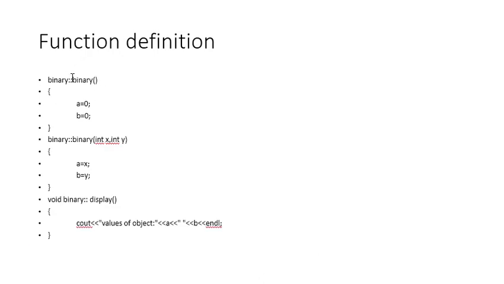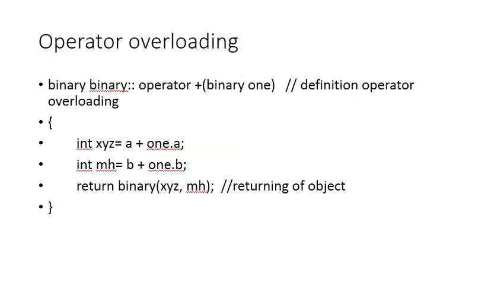Here I have defined the functions outside the class. The first function is for the default constructor. Here we have just assigned the 0 values to a and b. Here is the parameterized constructor, the overloaded constructor. Here I declare two values x and y and assign a and b to them. Here is the display function. The display function is simply for displaying the values of a and b. As in operator overloading, everything is done between the objects.